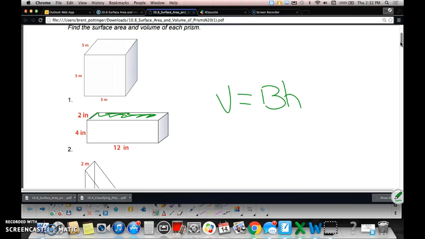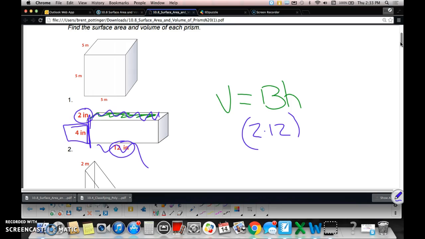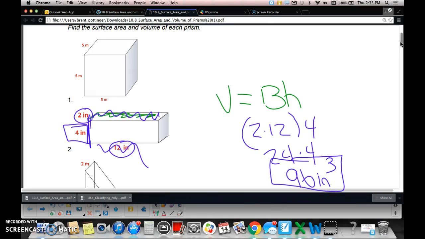So the area, I'm thinking, Nate, the area of the base is going to be 2 times 12. So what's 2 times 12? 24. We don't care yet. What's the height going to be then? 4. The height's going to be 4. So if this is one of our bases, the other one's down here. The distance between them is the height, which is a 4. What's 2 times 12 again? 24. What's 24 times 4? 96. What's my label? Inches cubed. Okay, you got it?